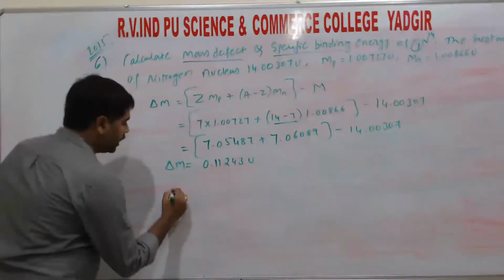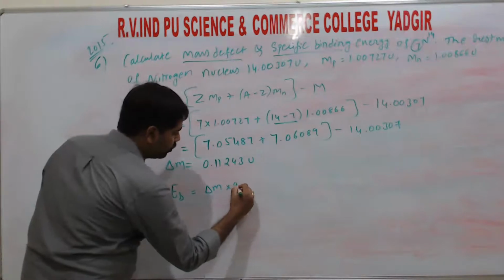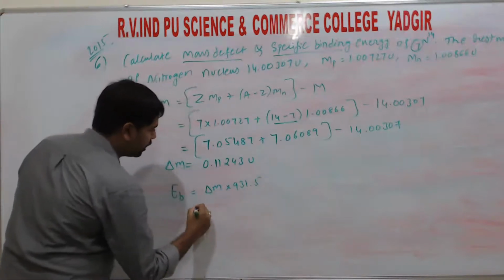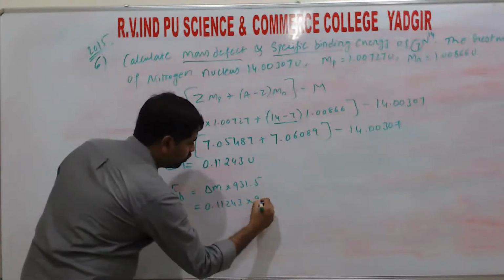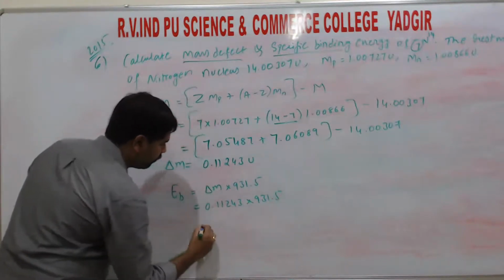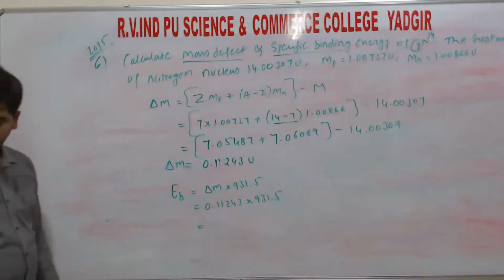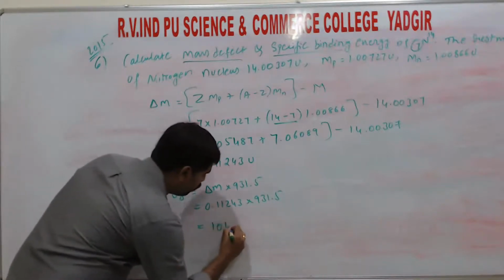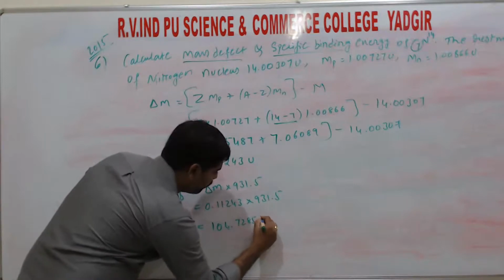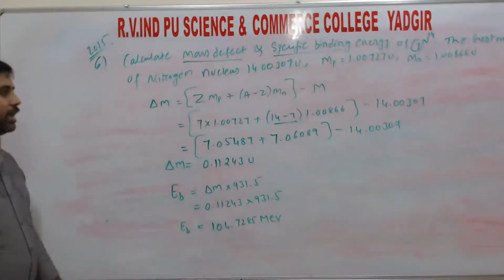Next we need to find the binding energy EB, which is equal to delta M into 931.5, right? So delta M is 0.11243 into 931.5, right? That is equal to 104.7285 mega electron volt. So this one is the binding energy, right?